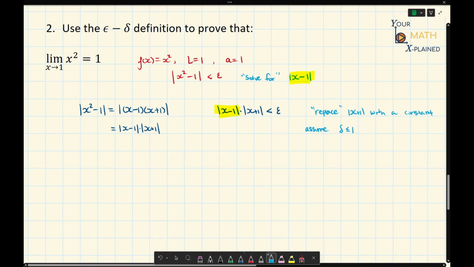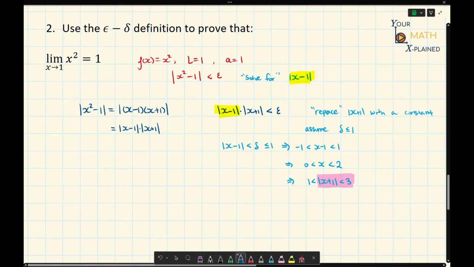So if we assume delta to be less than or equal to 1, then what's going to happen is that the absolute value of x minus 1 is less than delta, which is less than or equal to 1, implies that x minus 1 must be less than 1, and it must be greater than negative 1, which implies that x must be greater than 0 and less than 2. So if that's the case, then that means the absolute value of x plus 1 must be in between 1 and 3. So we don't care about the greater than 1 part. What we only really care about is that the absolute value of x plus 1 must be less than 3.